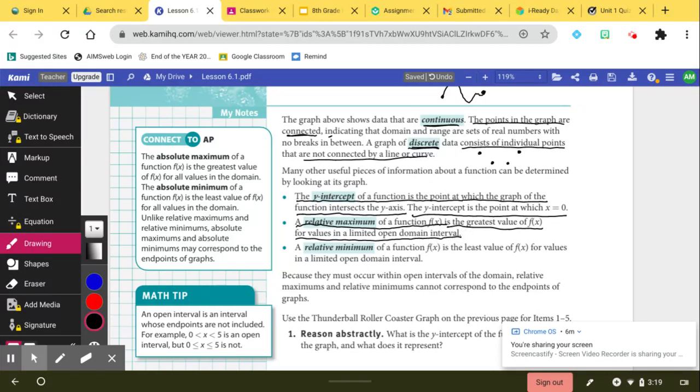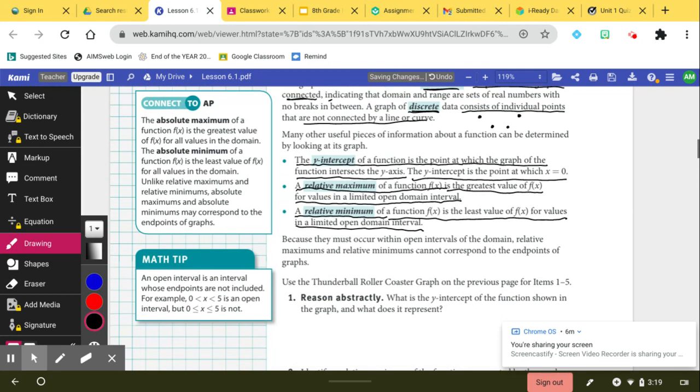That just means based on all the other outputs next to it, this point has the greatest output. And then we also have relative minimums, which is the least value of f of x for values in a limited open domain interval. And that's just saying based on all the points to the left and to the right of them, it is the smallest output.